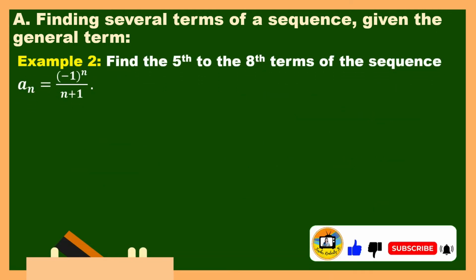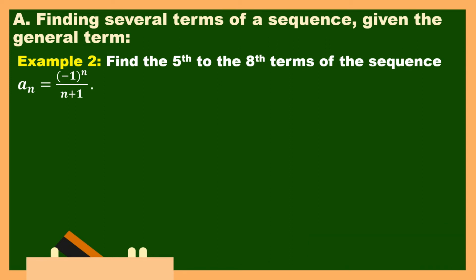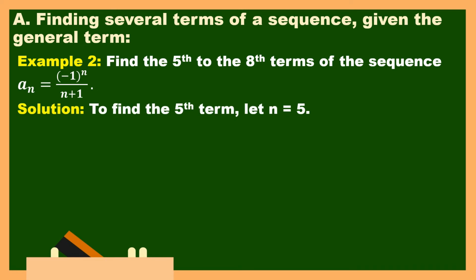Let us have another example. Find the fifth to the eighth terms of the sequence a sub n equals the quantity of negative 1 raised to n all over n plus 1. So, ngayon, ang ating hahanapin ay ang panglima hanggang pangwalong term ng given sequence gamit yung kanyang general term.